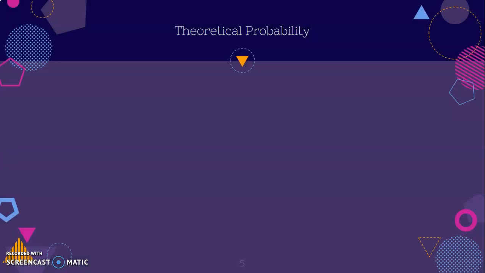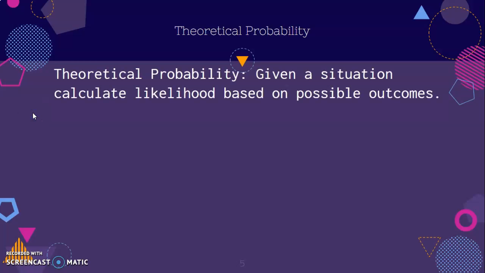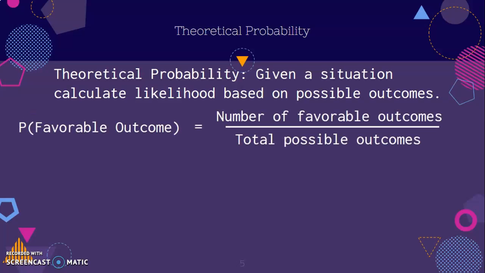So theoretical probability is the first thing we'll look at. And this is just saying, instead of using data from a table or an experiment that someone did, we're just taking the theoretical, what is the possibility if you just did it on average. A theoretical probability is based on a situation, calculated given a situation, calculate likelihood based on possible outcomes. So this is the main thing.